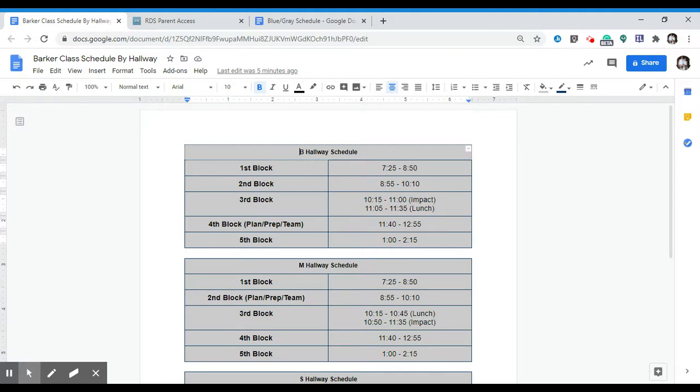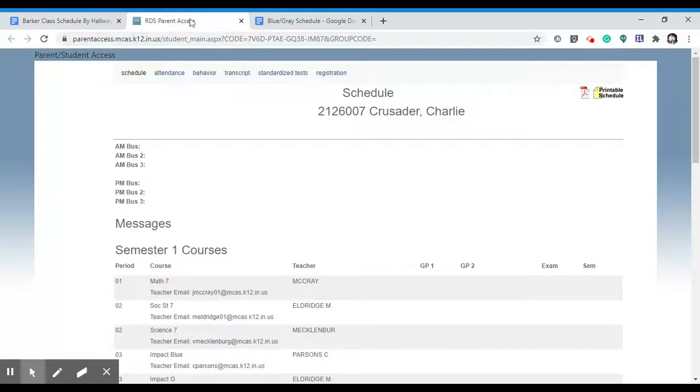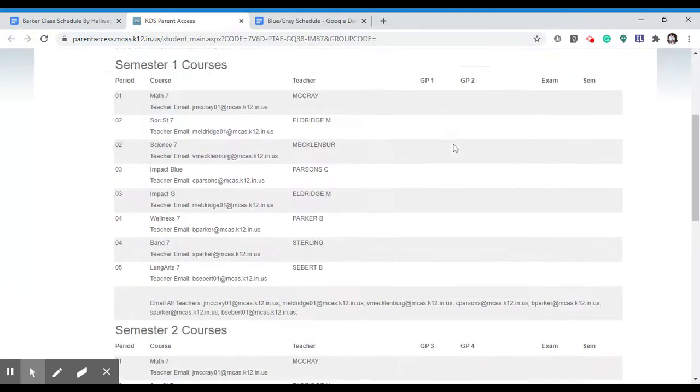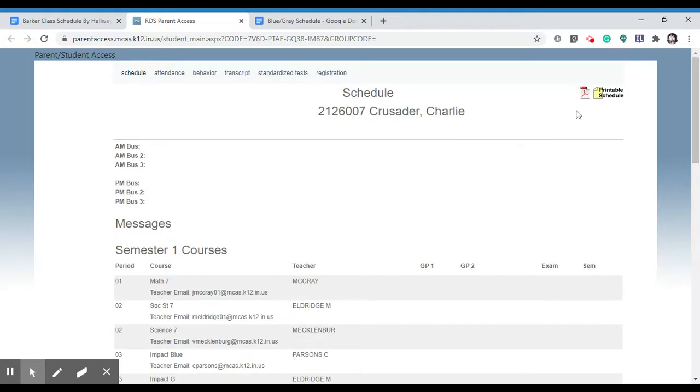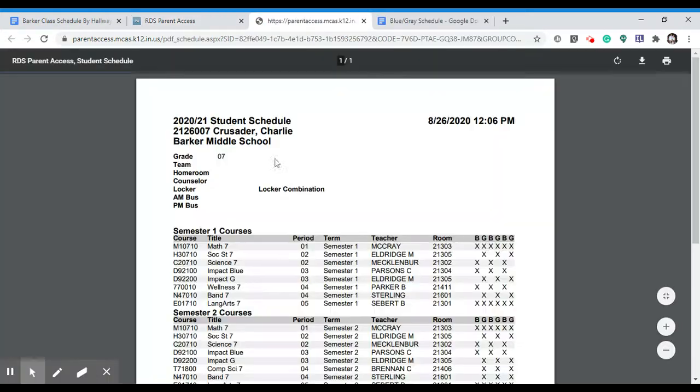So here we go. I'm going to go into my student's RDS. My son, Charlie Crusader, his schedule is right here. Now, if you watch the other video, you would know to click on the printable schedule in the right-hand corner, and this will give me the blue and the gray days. You can see those over here, blue and gray days. So if I'm looking at Charlie's schedule, I'm going to look at the period. That's important, the teacher, and then blue and gray over here to the right.